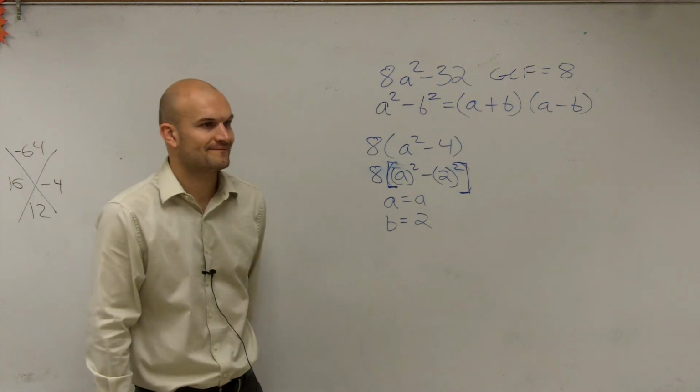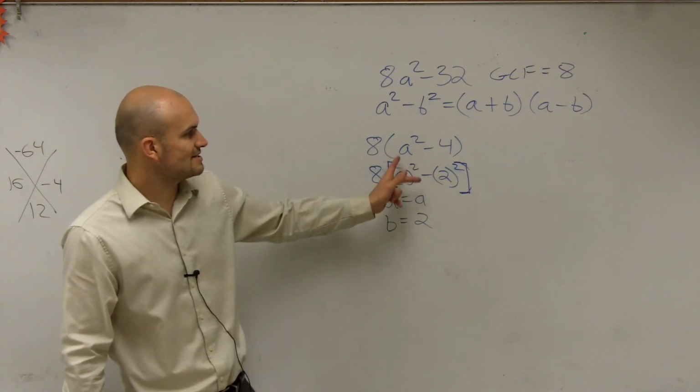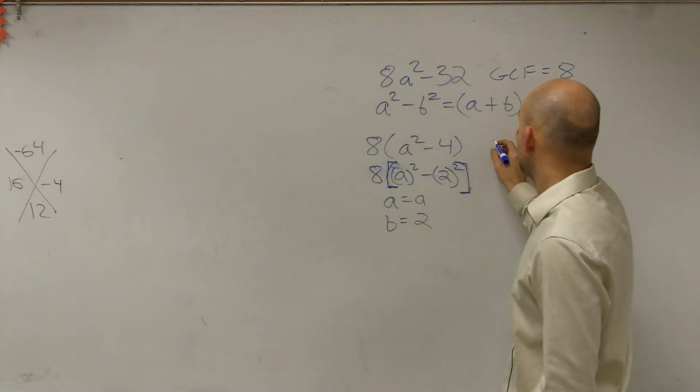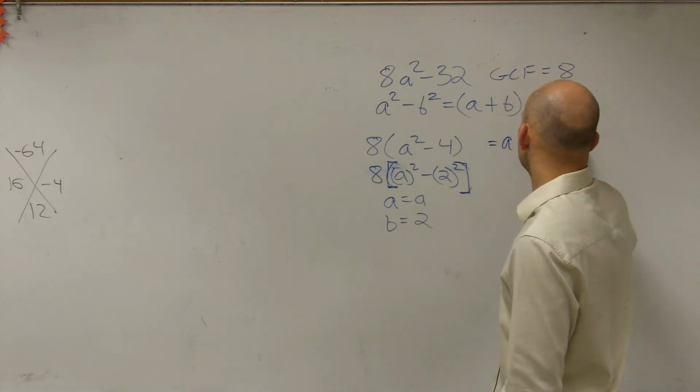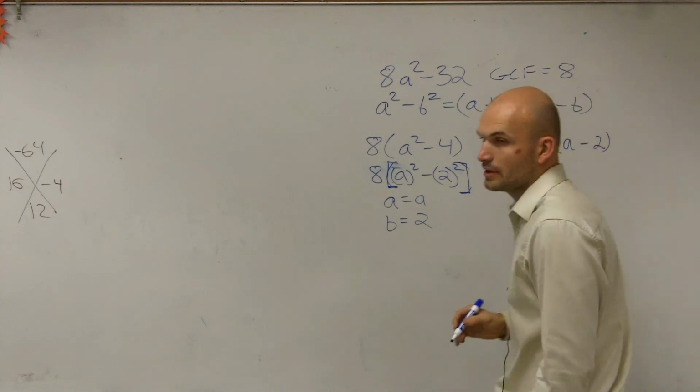Better? OK. So now that I know this is in that format, I can now rewrite this. I put a in for a, and I put 2 in for b. And there's my factored form.